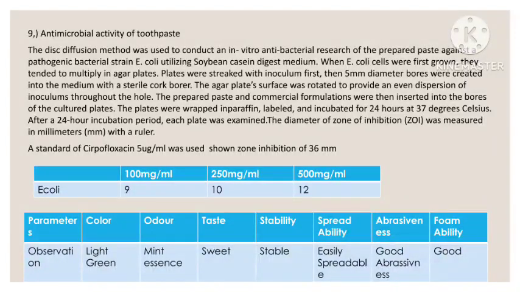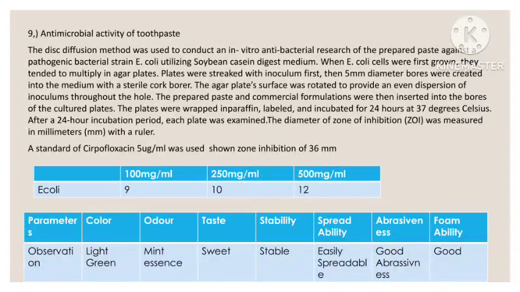Antimicrobial activity of the toothpaste. The disc diffusion method was used to conduct an in vitro antibacterial study of the prepared paste against a pathogenic bacterial strain of E. coli, utilizing soybean casein digest medium. When E. coli cells were first grown, they tended to multiply in agar plates. The plates were streaked with inoculum first.